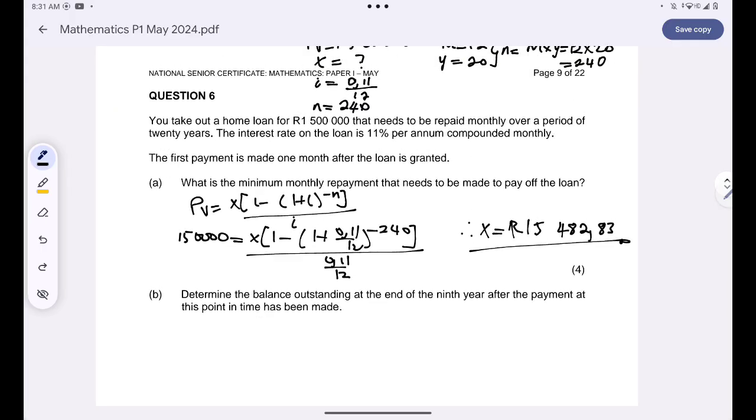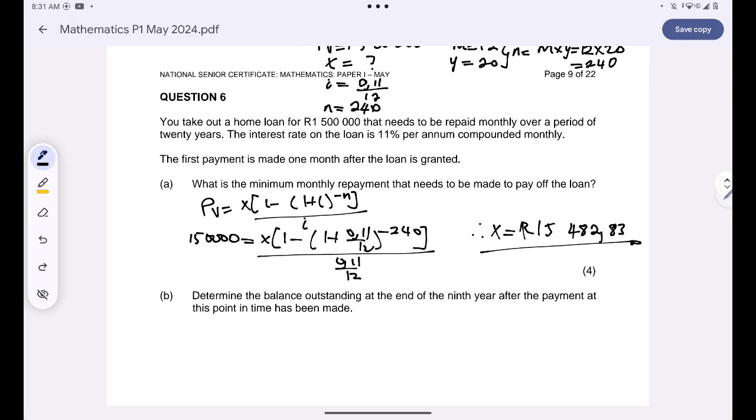How many payments have I made? I know that X is equal to 15,482.83. N is equal to 12 multiplied by 9, because I've already made payments for 9 consecutive years. 12 times 9 is simply 108.